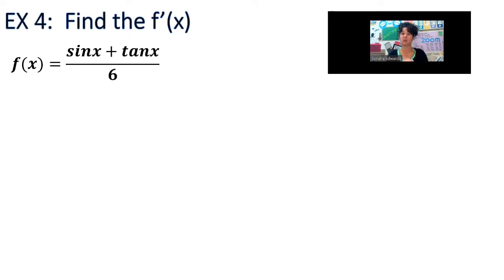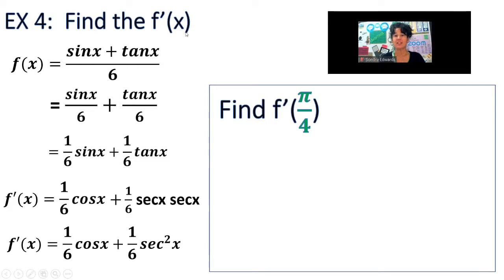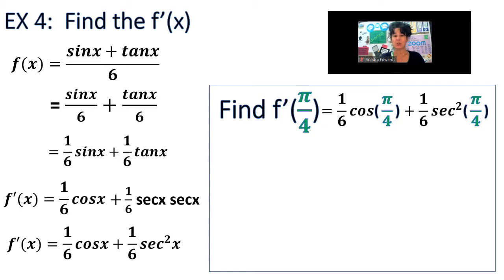I could think of this as 1/6 multiplied instead. Also, the reason why I'm going to avoid the quotient rule is anytime you have a single term in the denominator, you also try to multiply by 1 over that to get rid of the quotient rule. Okay, but nonetheless, dividing the entire numerator by 6 is like multiplying the entire numerator by 1/6. Now that we have the derivative, let's find f prime at pi over 4. We would just go in and substitute all of the x's with pi over 4.